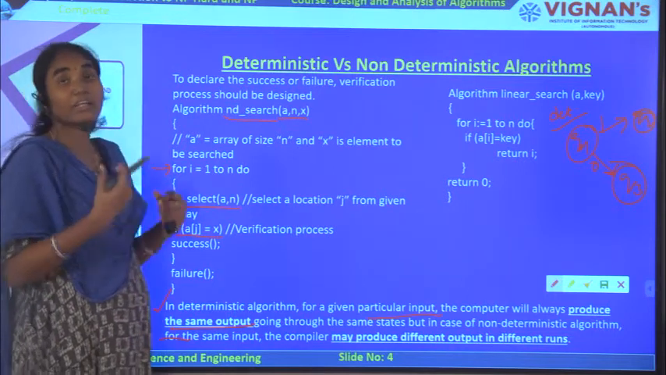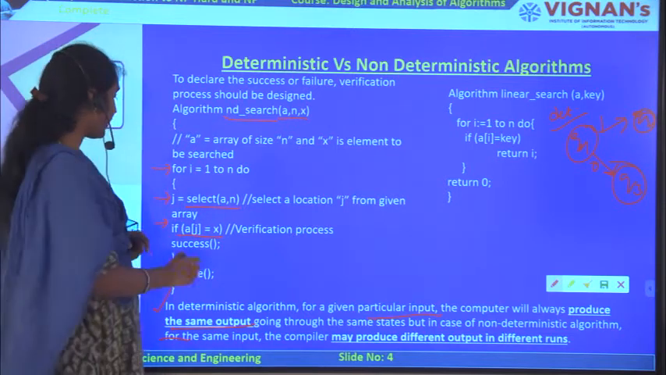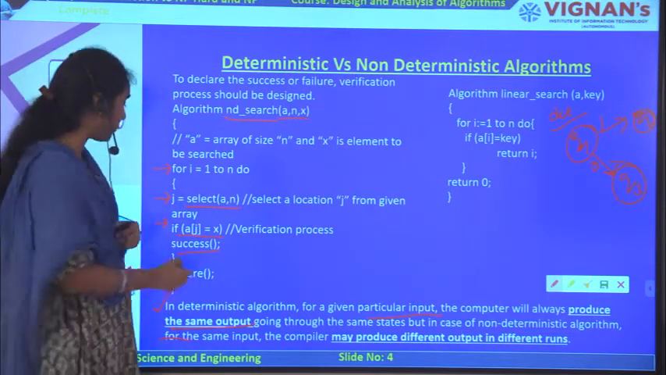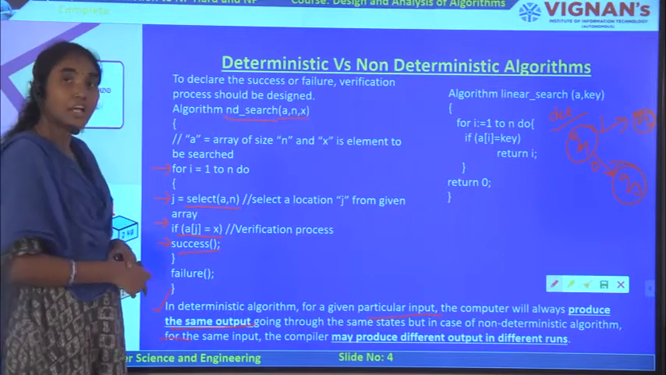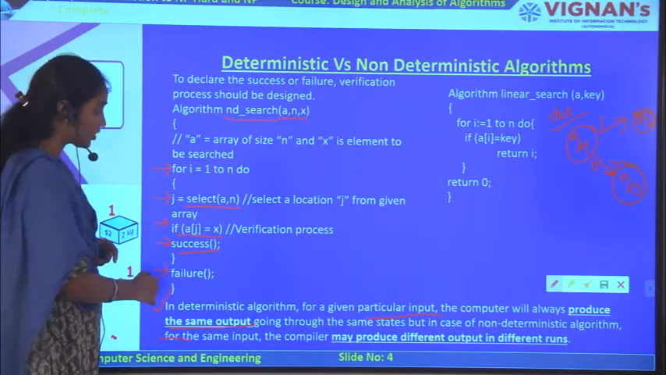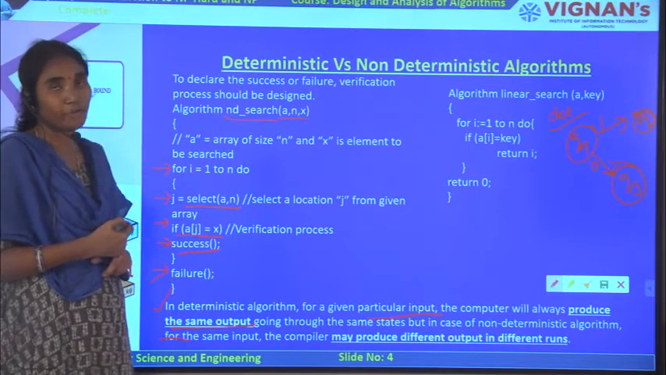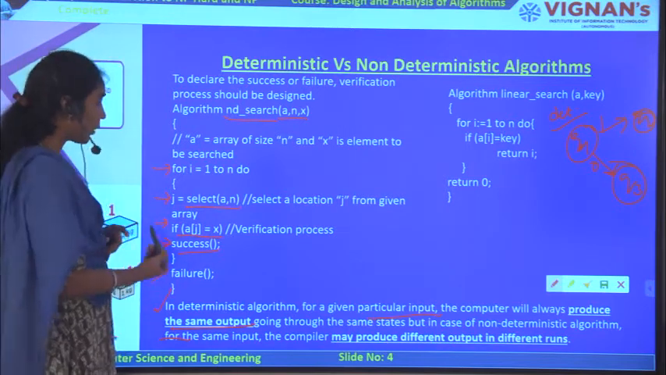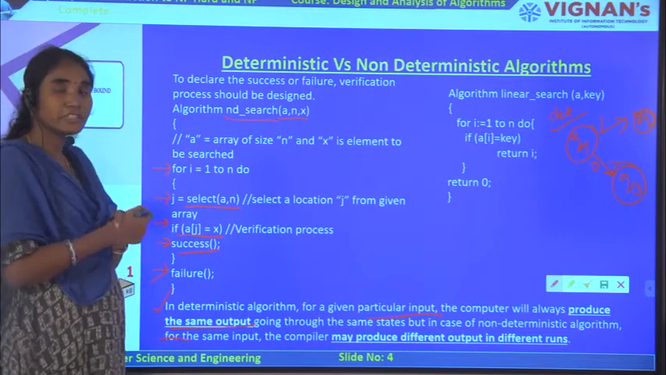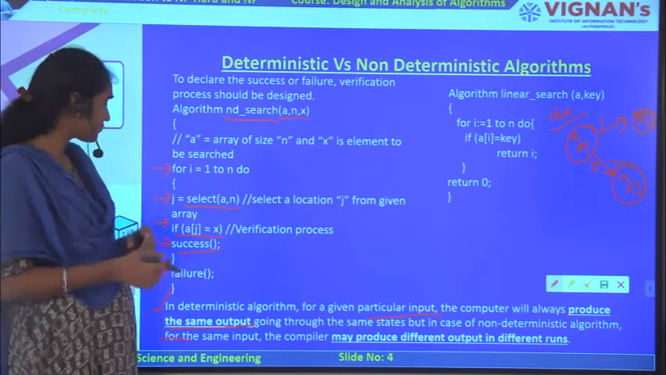then what it means? The element is found, right? In that case, simply success. Simply I am calling the function success. Otherwise, I am calling the function called failure. Failure means here the element is not found. So in that case, simply call the failure function, which represents unsuccessfulness.